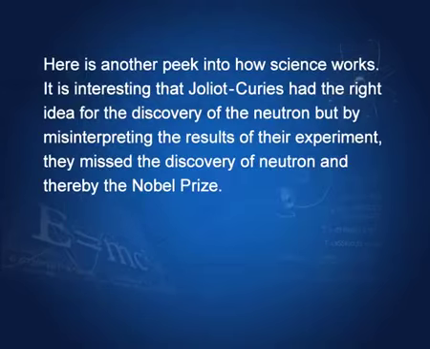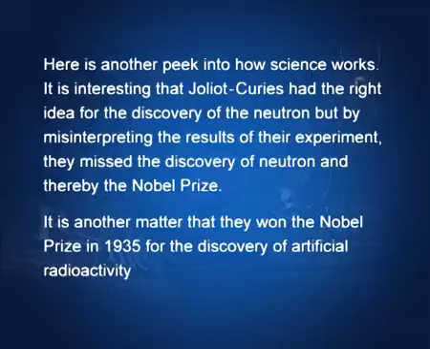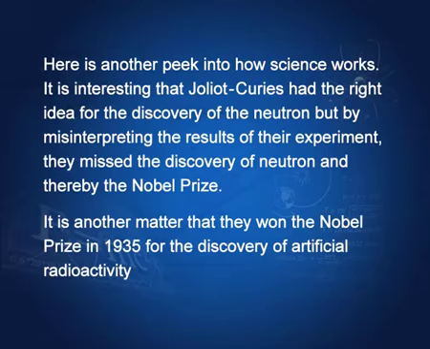And here is another peek into how science works. It is interesting that Joliot-Curie had the right idea for the discovery of the neutron. Both the husband and wife team had the right idea, but they misinterpreted the results of their experiment, and they missed the discovery of the neutron and thereby the Nobel Prize. It is another matter that they won the Nobel Prize in 1935 for the discovery of artificial radioactivity, but at that time they missed it.